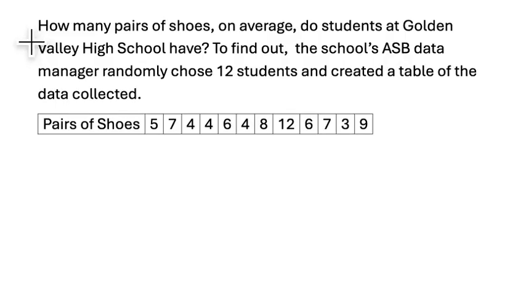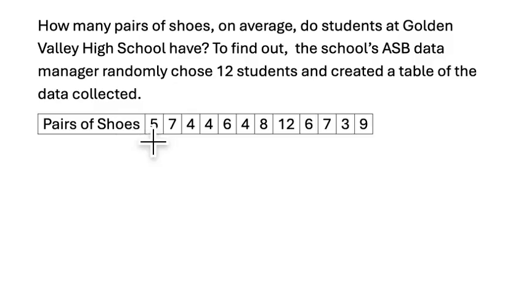So let's start right there with a focus on drawing meaningful conclusions. In particular, using data from sample surveys to make estimates about a population. One way to do that is just to calculate the mean of the sample data. So here, how many pairs of shoes, on average, do students at Golden Valley High School have? To find out, the school's ASB data manager randomly chose 12 students and created a table of the data.